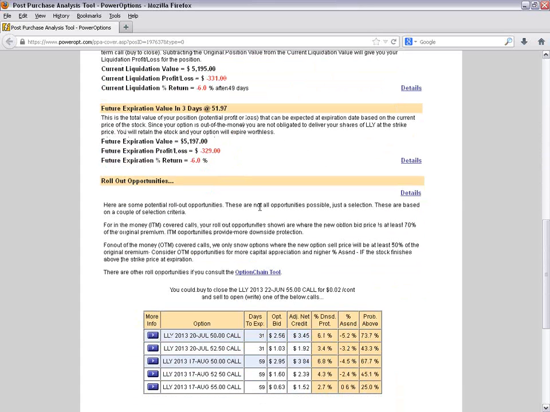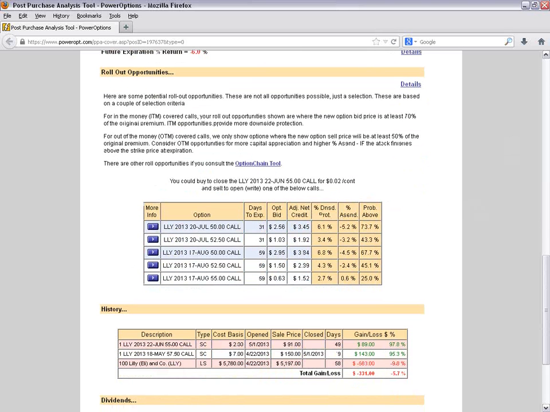Now, here's the debate. I had mentioned earlier not to roll for the sake of rolling if it doesn't match your goals. Well, now we almost have to think in reverse, don't we? Here are our rollout opportunities. We currently have a loss of 6%, and that is including the other covered calls that we've sold that already expired worthless. So we have a loss of 6%.